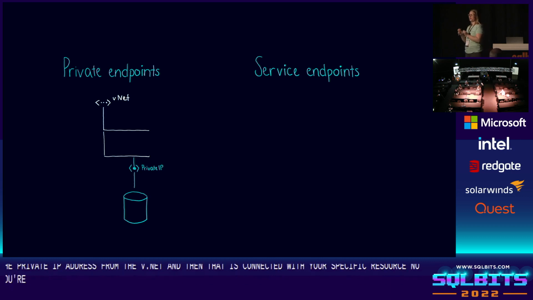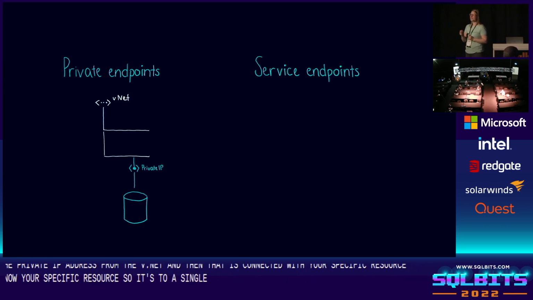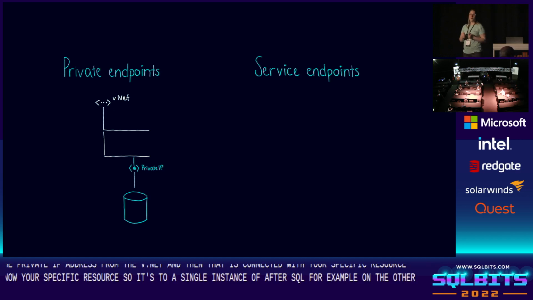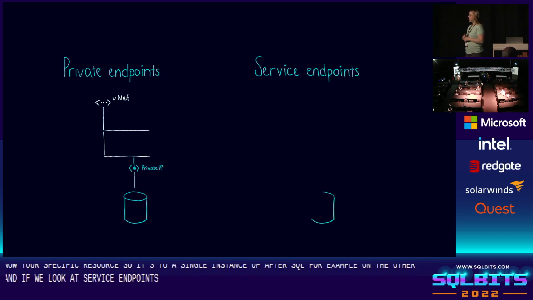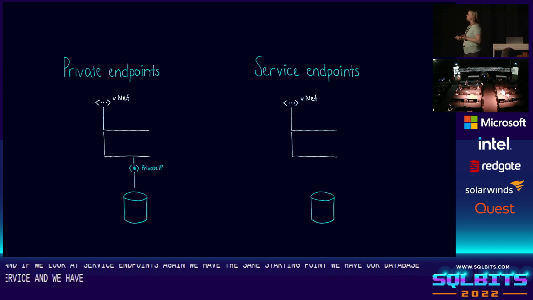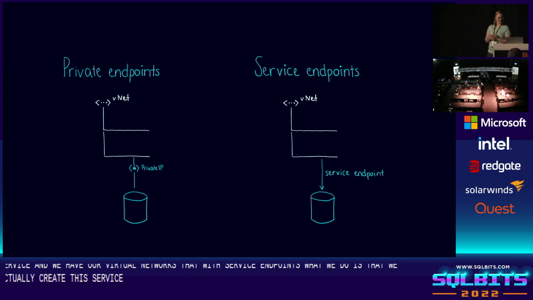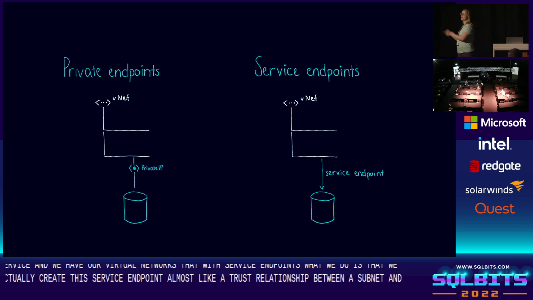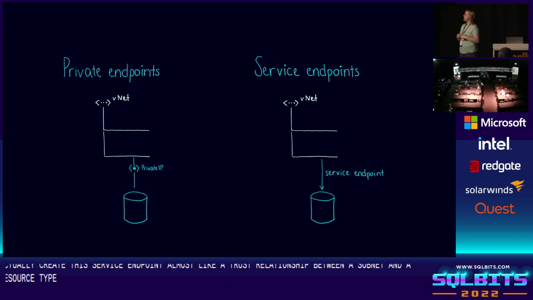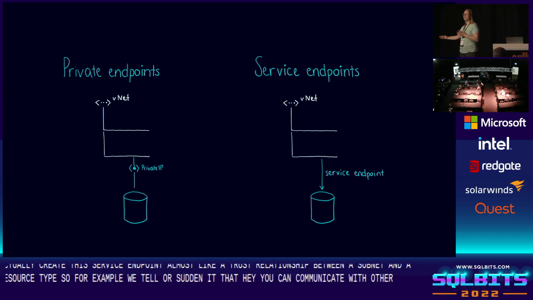Note your specific resource. So it's to a single instance of Azure SQL, for example. On the other hand, if we look at service endpoints, again, we have the same starting point. We have our database service, and we have our virtual networks. But with service endpoints, what we do is that we actually create this service endpoint almost like a trust relationship between a subnet and a resource type. So, for example, we tell our subnet that, hey, you can communicate with Azure SQL.